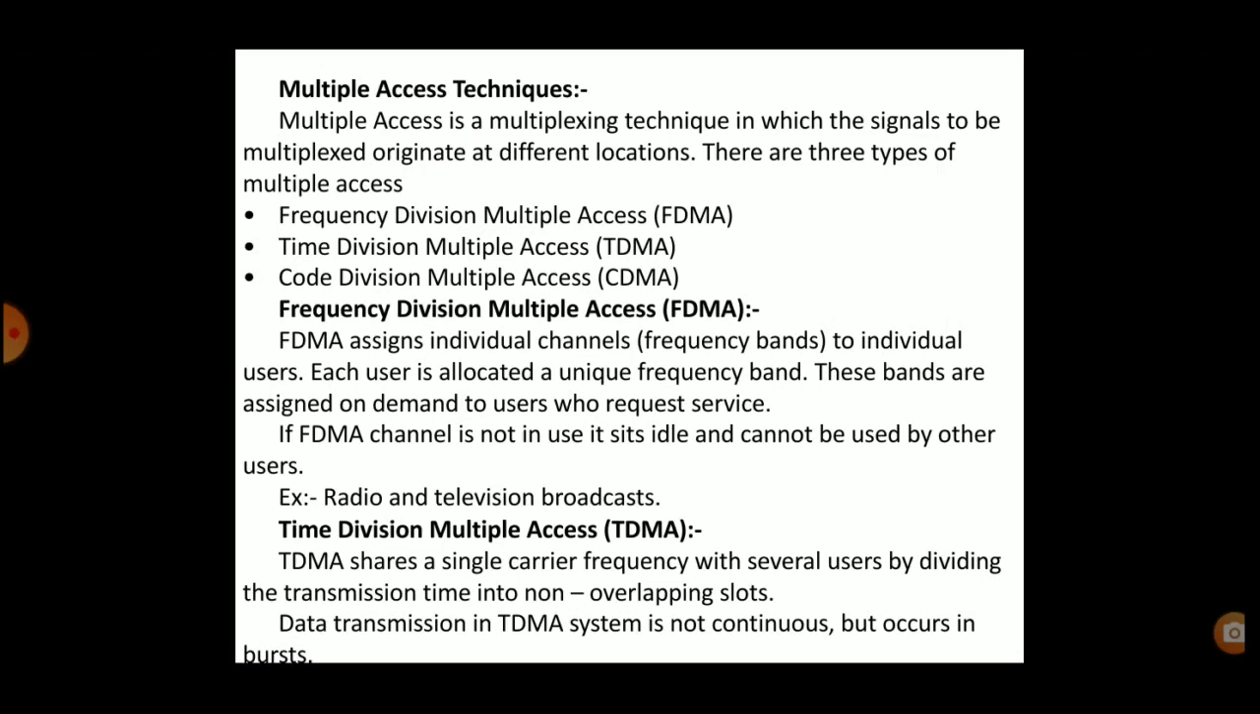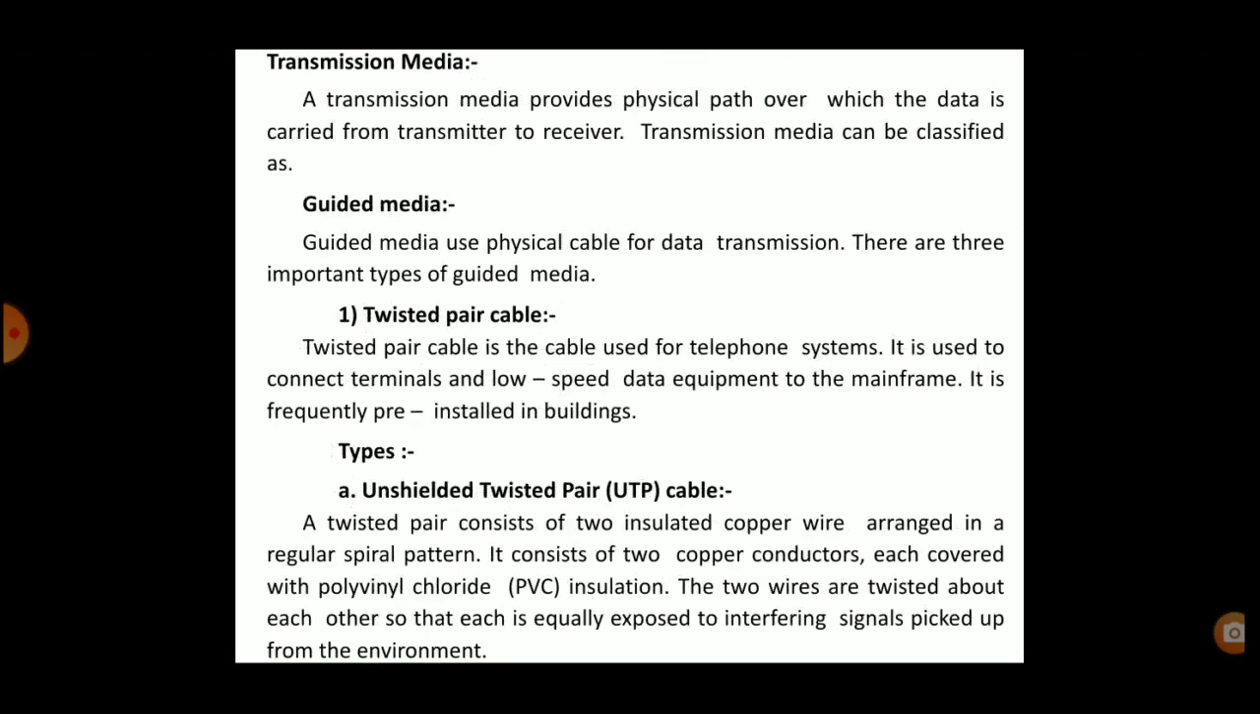When an FDMA channel is not in use, it sits idle and cannot be used by other users. Examples: radio and television broadcasts. TDMA, time division multiple access, shares a single carrier frequency with several users by dividing the transmission time into non-overlapping slots. Data transmission in a TDMA system is not continuous but occurs in bursts.